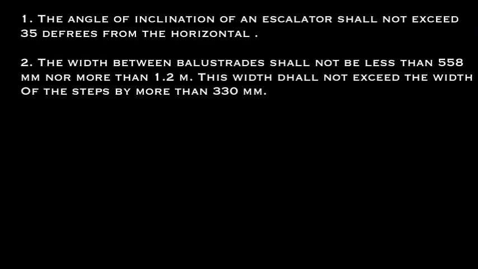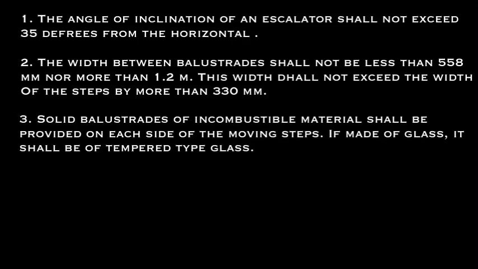Number 1. The angle of inclination of escalator shall not exceed 35 degrees from the horizontal. Number 2. The width between balustrades shall not be less than 558 mm nor more than 1.2 meters. The width shall not exceed the width of the steps by more than 330 mm. Number 3. The solid balustrade of incombustible material shall be provided on each side of the moving steps. If made of glass, it shall be of tempered type glass.